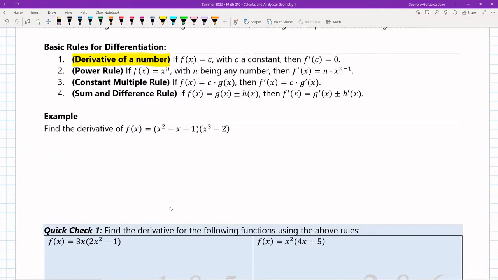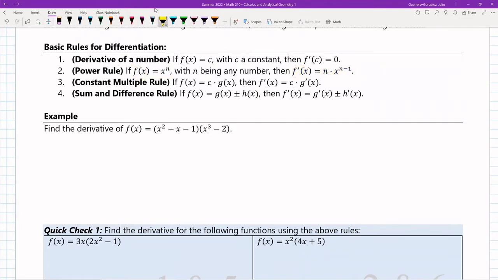The second rule is the one that we're probably going to be using much more often. Let's say you had a function that is some x to the n power, okay? n being any number you want, okay? Then the derivative of it is going to be n times x to the n minus 1. So essentially what people learn for this rule is you grab the n, drop it down up front, and then subtract 1 from the exponent, okay?